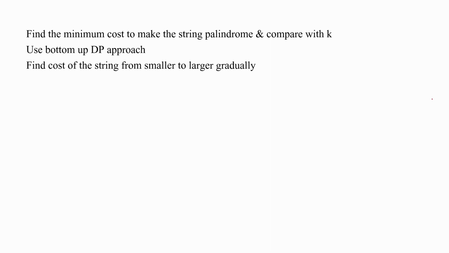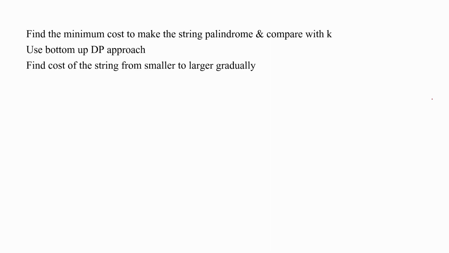It means that we will start from the very last character of the string, since we are going with a bottom-up approach. And the last character of the string means there is only one character and it is by default a palindrome. So we have 0 cost. That means we need to remove 0 characters to make this string a palindrome. Then gradually we'll increase the length of the string and finally we will find out the ultimate minimum cost.